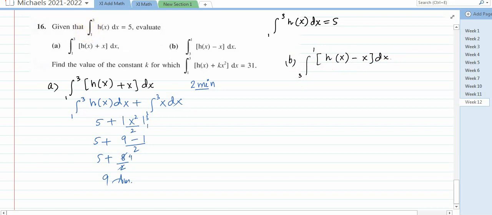Alright, so you need to give it a try by yourself, and for this part you have a time of 3 minutes, so start.